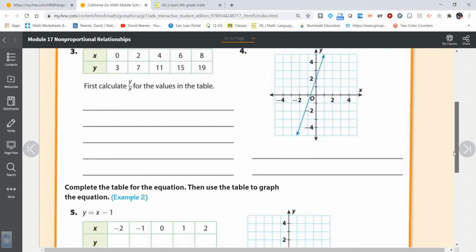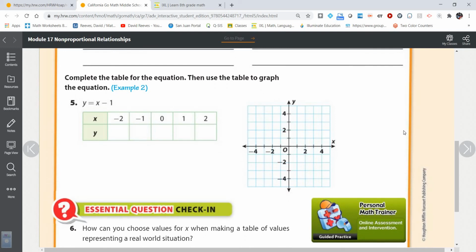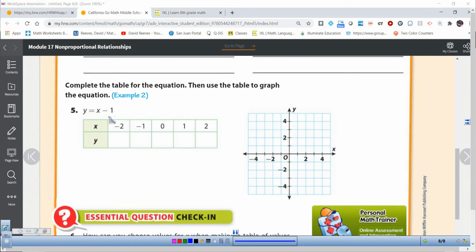All right, so I hope you have a pretty good idea now of what makes something proportional and what makes something non-proportional. This one is going to be non-proportional because it is y equals mx plus b. If we put in negative 2, we get negative 3. So negative 2, negative 3, we could graph right there. Negative 1, we get negative 2. Negative 1, negative 2 would be right there. 0 would be negative 1, right? 1 would be 0. And 2 would be 1, right?